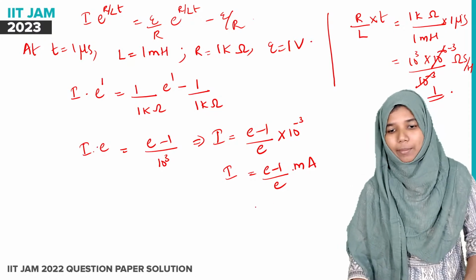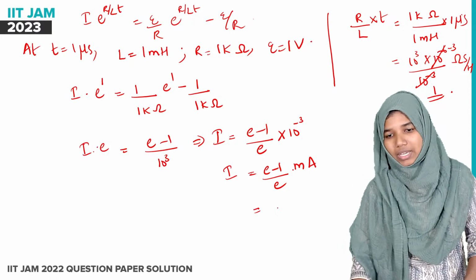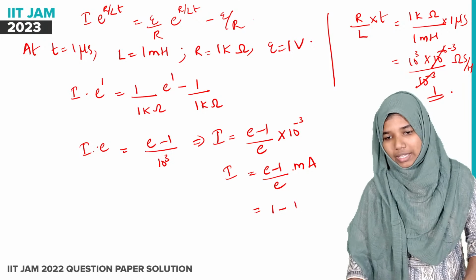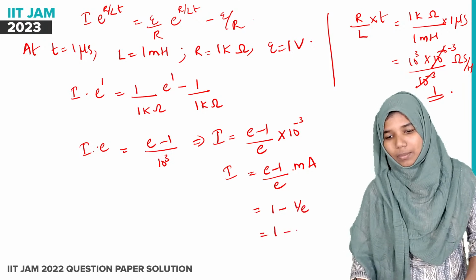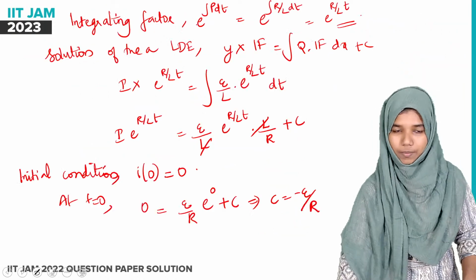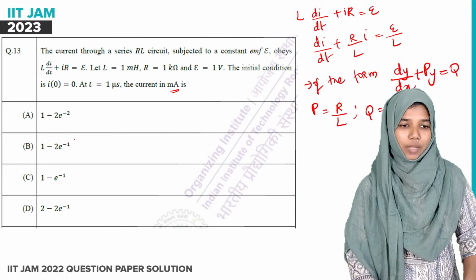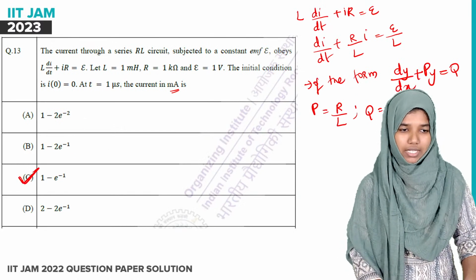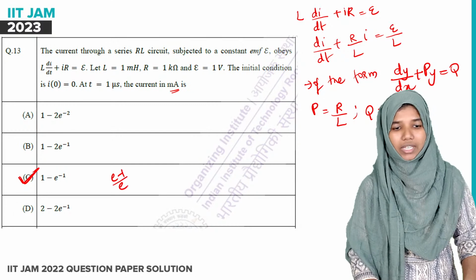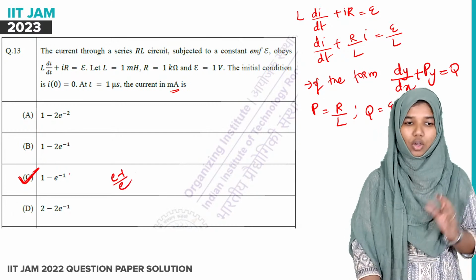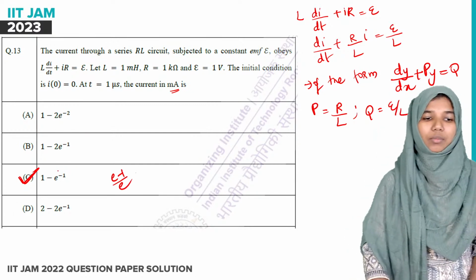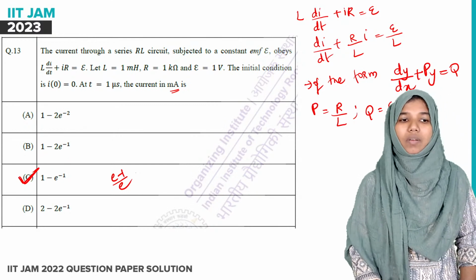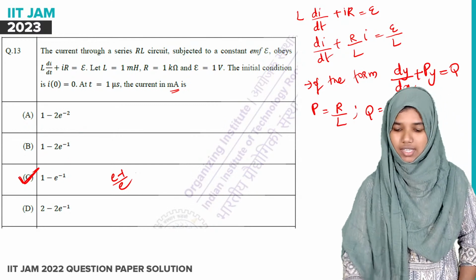So we compare with the options. We transform E minus 1 by E to 1 minus 1 by E, or this can be written as 1 minus E to the power minus 1. Okay, so the correct answer is option C. We get the form E minus 1 by E, and converting we get 1 minus E to the power minus 1. So option C is correct.